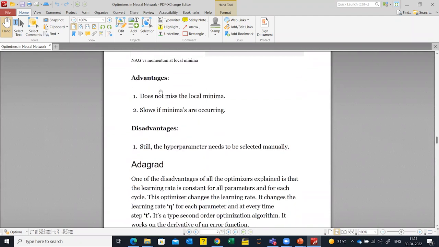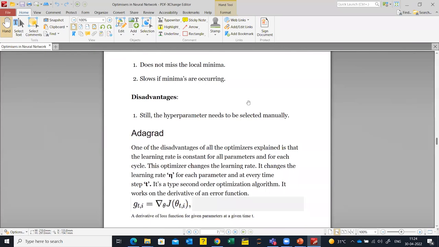The disadvantage is that, again, the hyperparameter needs to be selected manually. So not much of an advantage over a momentum optimizer.